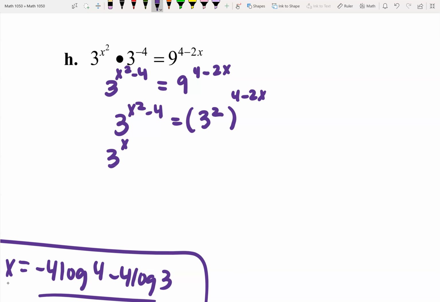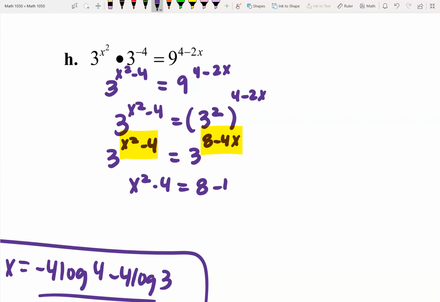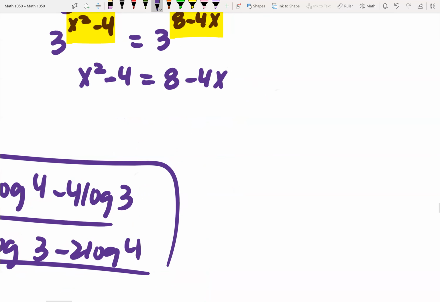Now I'm going to do the power to a power rule. Power to a power rule says you multiply. So you take that 2 and you distribute it, and it's 8 minus 4x. Who says I'm with you? Let me see who's with me. Okay, if 3 to this equals 3 to that, then those things must be equal to each other. So x to the second minus 4 must be equal to 8 minus 4x. Okay? Please don't ever say the 3's disappear. Nothing disappeared. I evaluated it. I realized the exponents must be the same, so I set them equal to each other. Okay? Look at what we've got.